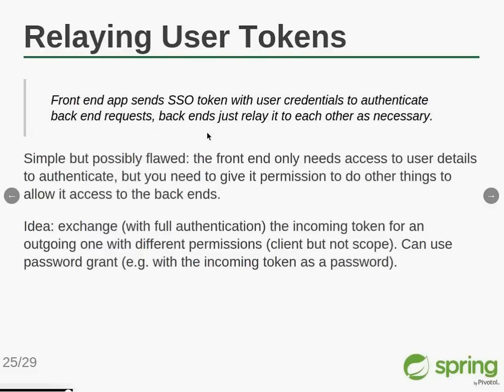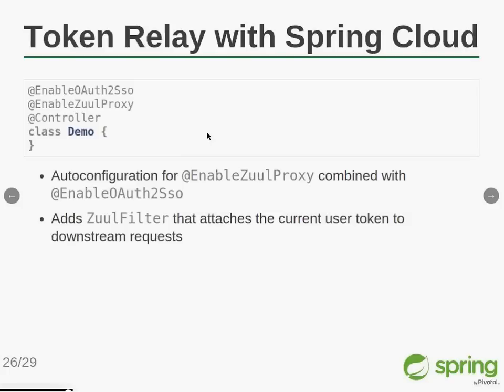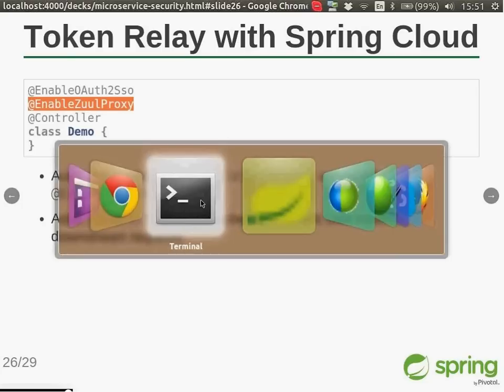So we've implemented it as a simple auto configuration on that Zuul proxy. So this is the token relay. If I just take my existing OAuth2 SSO and just add @EnableZuulProxy, that's all I need to do. And that will configure backend proxying for the backend services. So this requires service registry and all the other Spring Cloud things. But the cool thing is that it's relaying the token. So there's a Zuul filter that gets installed that attaches the current user to downstream requests.